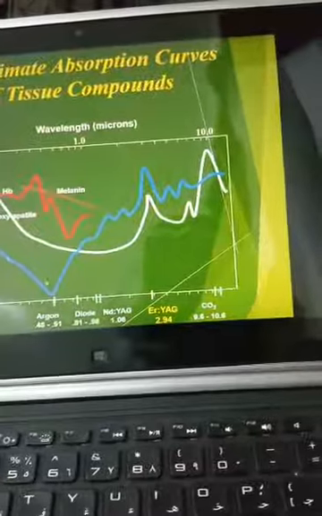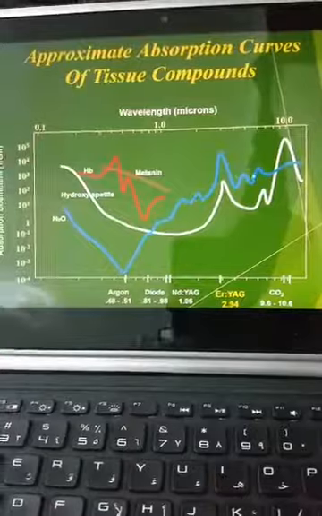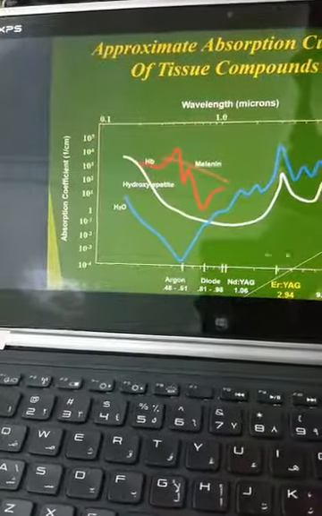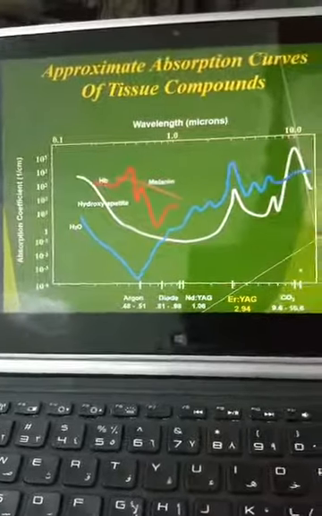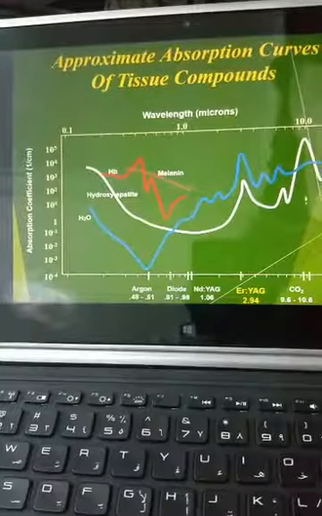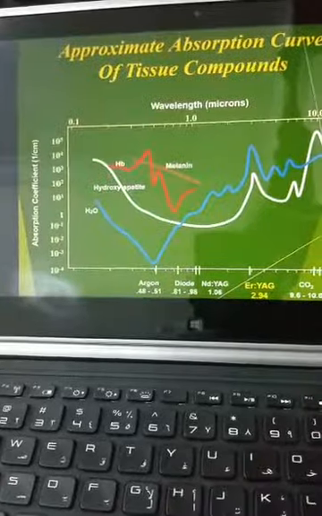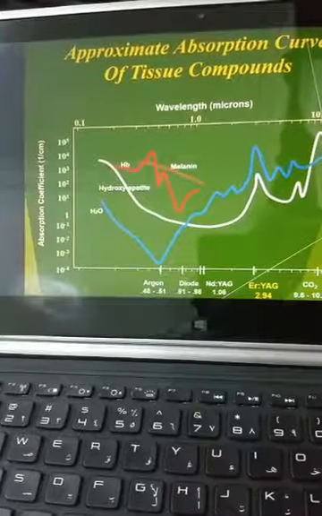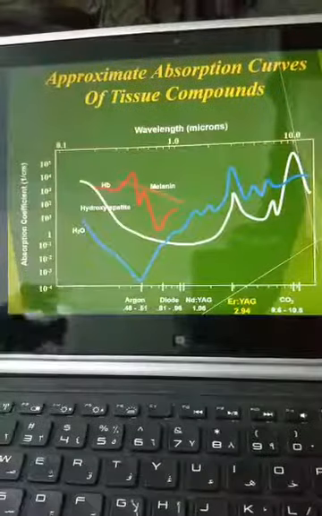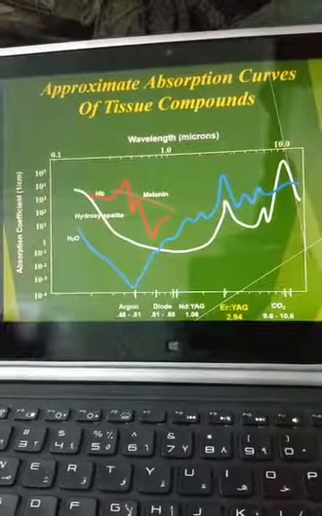So the blue curve here is the absorption curve for the water, and you can see here the more you go to the far infrared, like the CO2 here, you see high absorption of water by the CO2 laser. It means that the laser tissue interaction is very fast, the cutting is very fast. So I could say CO2 is the best tool for cutting in the oral cavity.